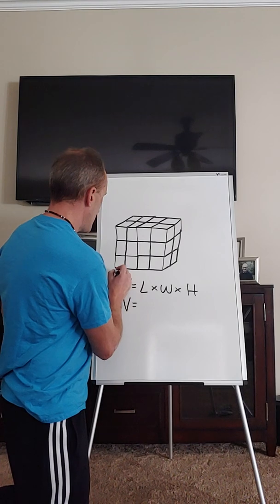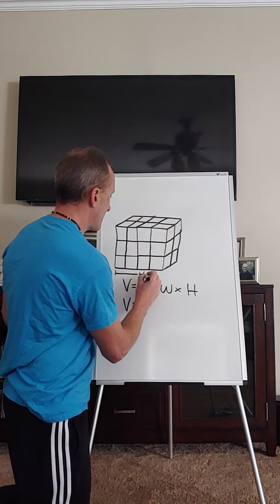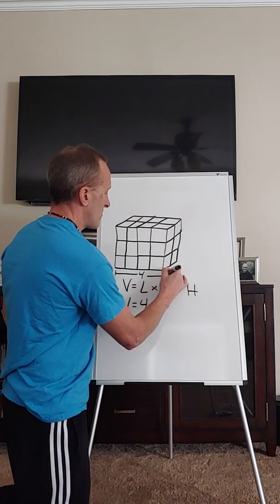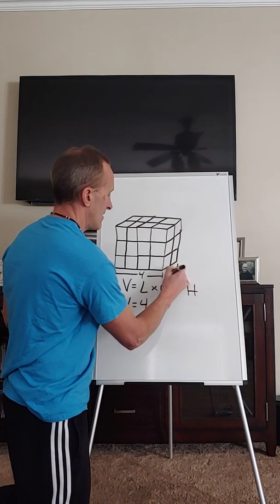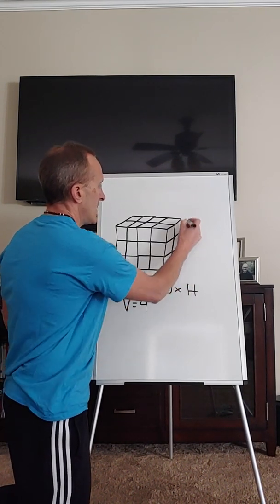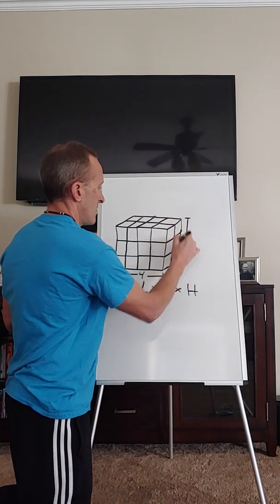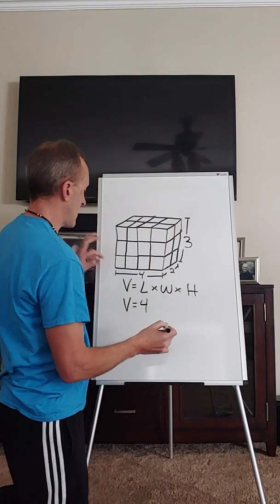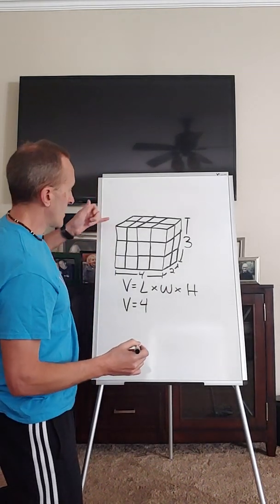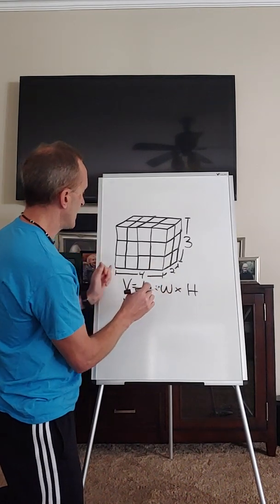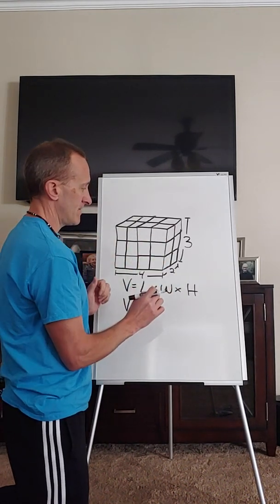So this is our length. We'll call that 4. Put 4 for L. This is our width going back. So from there to there, that's 2. And this is our height. And that's 3. Okay, we could count height here. We could count width here. That's still 2. That's 3. They're all 3.